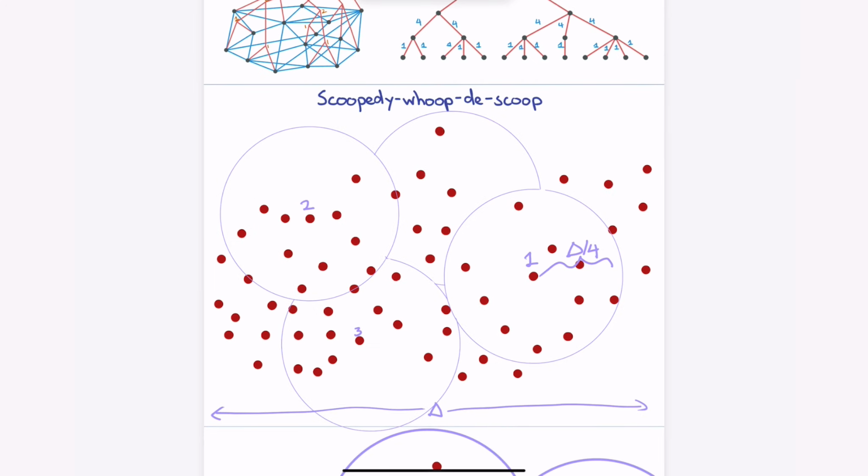Come in like this, and then you'll scoop out everything at the top level. Then you're going to do the same thing at the next level, but with delta over 16 or something. You're decreased by another constant factor. So if you look inside one of these balls, now this ball has diameter delta over 4. So to do diameter over 4, you're going to get delta over 16.